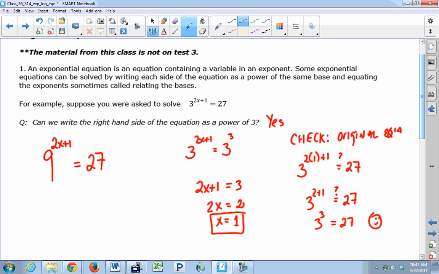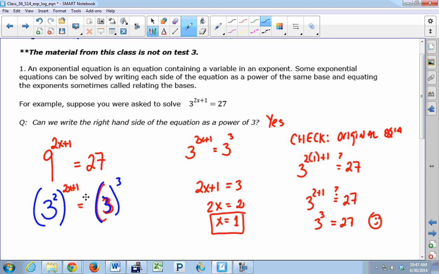okay, you might say, I can't write 27 as 9 to a power easily. And so you say, no way I can use this method. But remember, 9 can be written as 3 squared. So you could make both of these the same base by writing 9 as 3 squared like this, and then 27 as 3 cubed.